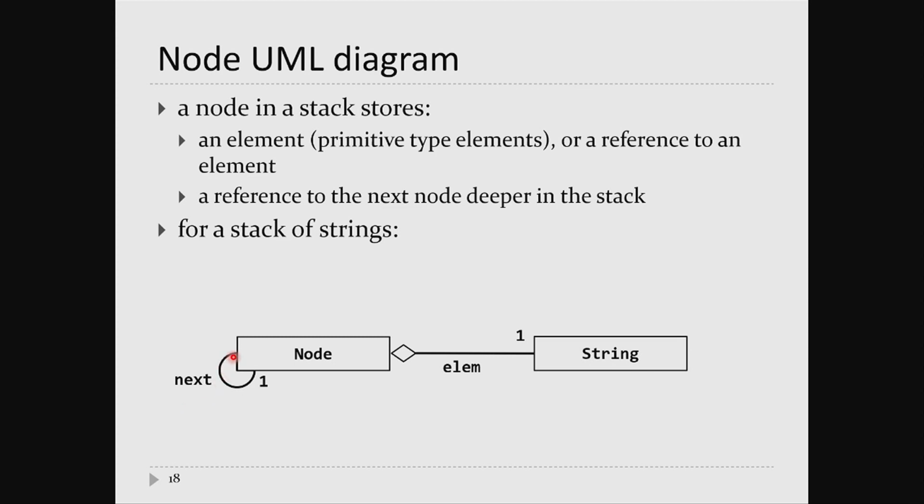Now remember, this relationship can't be aggregation or composition, because aggregation or composition is one way only. If a node is an aggregation of something, the something can't be an aggregation of a node as well. So this relationship here has to be one way. So this is association.